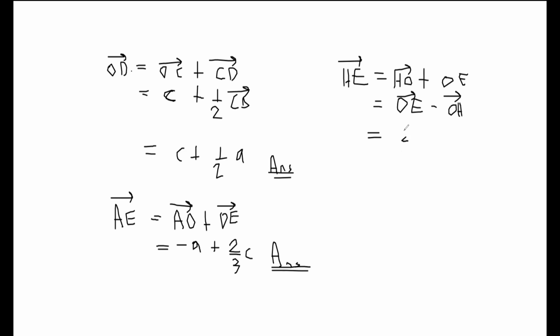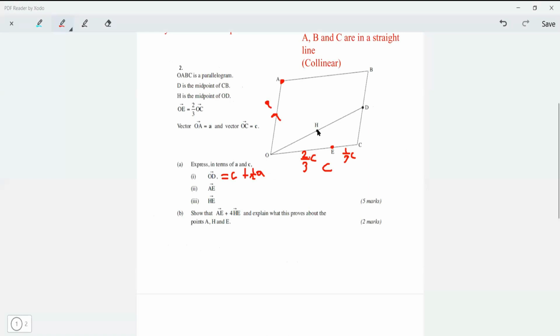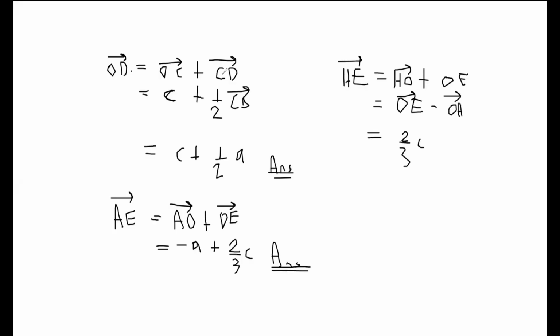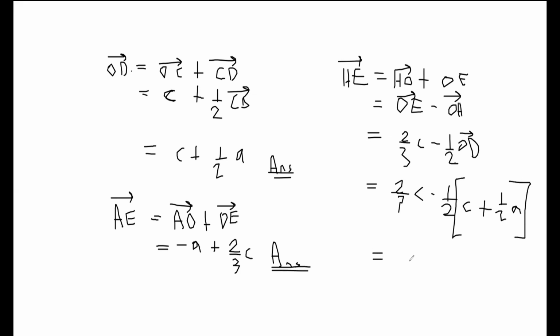OE is 2/3 C. And H is the midpoint of OD. So all I need now, since I already have OD up here, is minus a half of vector OD. So to finally write it out, HE is 2 over 3 times C minus a half of OD, but OD is all of that right there. So that is minus a half of C plus a half A. Nice. So now do little maths. That's 2 over 3 of C minus a half of C, and then minus and minus is plus, so that's minus a quarter of A.